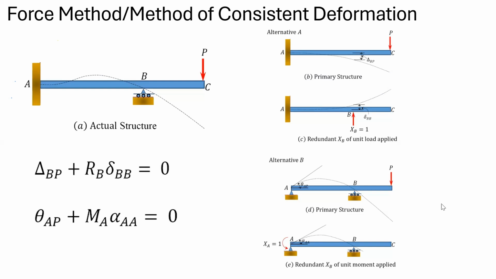So they have mentioned the force method. This is also called the flexibility method. This is also called the method of consistent deformation, right? This is as simple as it is. So this is the actual structure A. What is the actual structure? There is a point load at C. B is a prop, A is the fix. So this is a simple propped cantilever with an overhang. The overhang is BC.